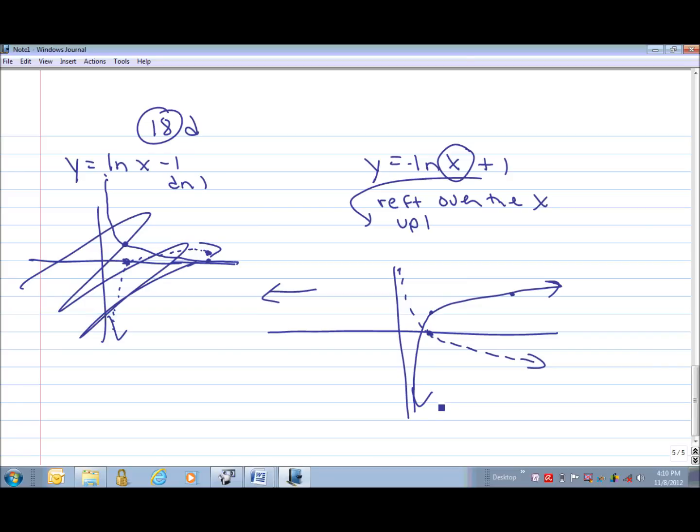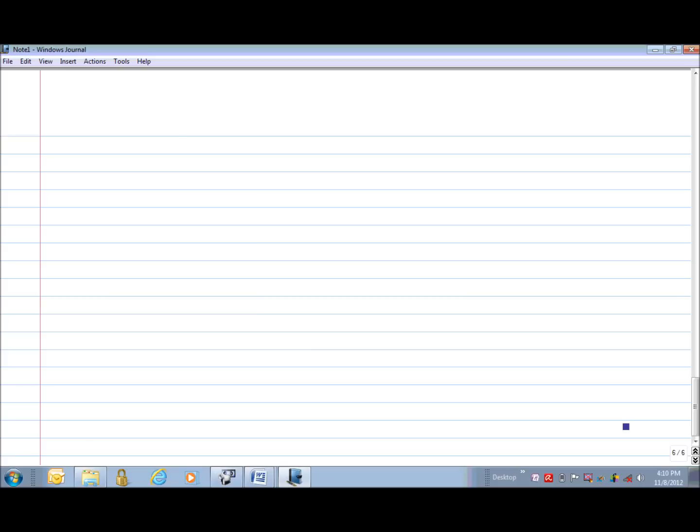Now let's take a look at, I think, the last set, and we're just going to talk about the transformations. Okay, for part E, I think we have y equals negative ln x. And that would simply take a natural logarithm and reflect it over, this would be all vertical, so over the y-axis.